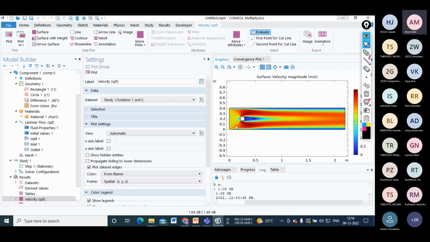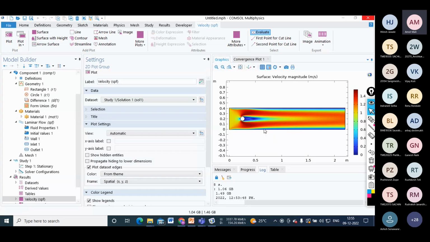So if you look here, this pattern you are getting here, and you can see this is velocity versus distance. Meaning velocity is shown on the y-axis and on the x-axis the length of the pipe is shown. Already we have given 2.2 meters as the length of the pipe, and this is the velocity. Meaning at inlet we have provided 1 meter per second velocity.